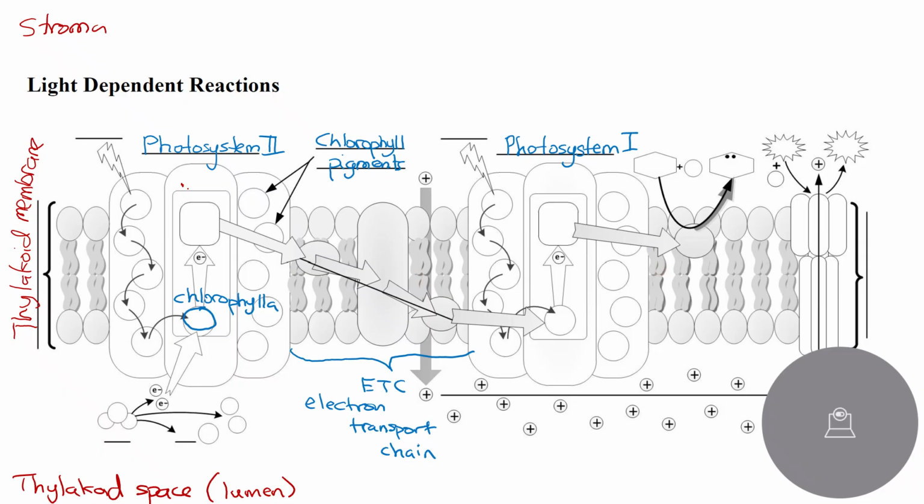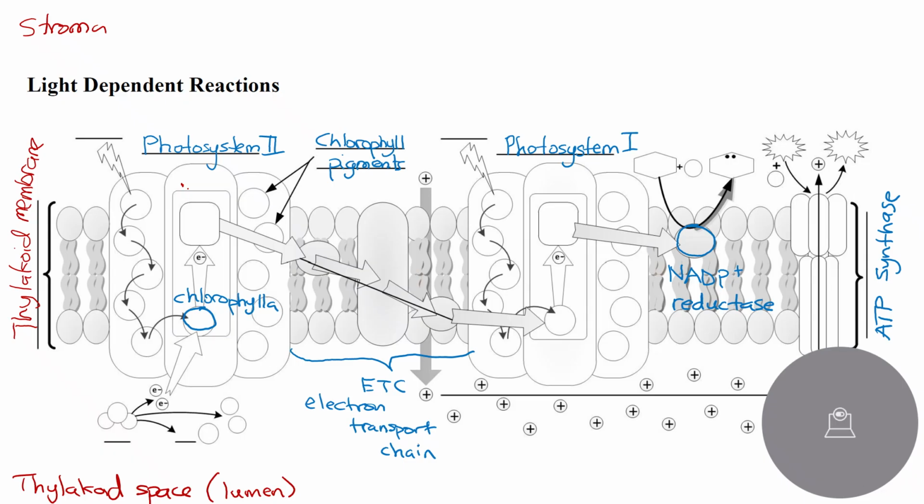Then our next component is this circle here. This circle is an enzyme called NADP plus reductase. That NADP plus reductase is important. And then finally, we have arrived at the last component, and it's called ATP synthase. Okay, with that said, I'm labeling everything else in green.